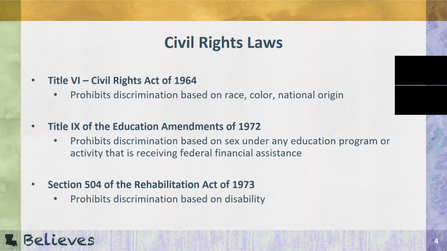There are a number of civil rights laws pertinent to child nutrition programs. The Civil Rights Act of 1964 prohibits discrimination based on race, color, and national origin. Title IX of the Education Amendments of 1972 prohibits discrimination based on sex under any education program or activity that is receiving federal financial assistance. Section 504 of the Rehabilitation Act of 1973 prohibits discrimination based on disability.